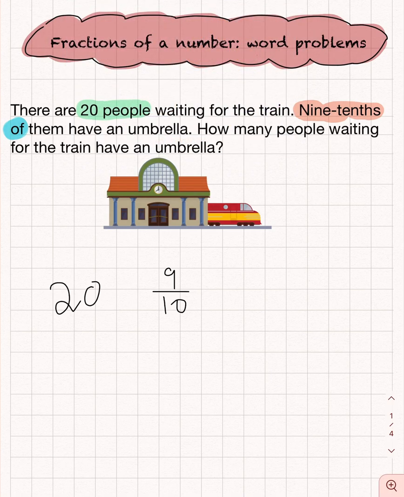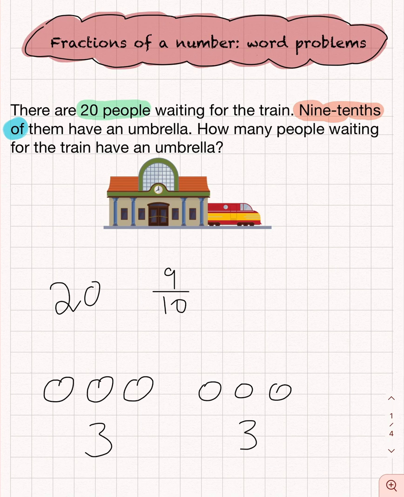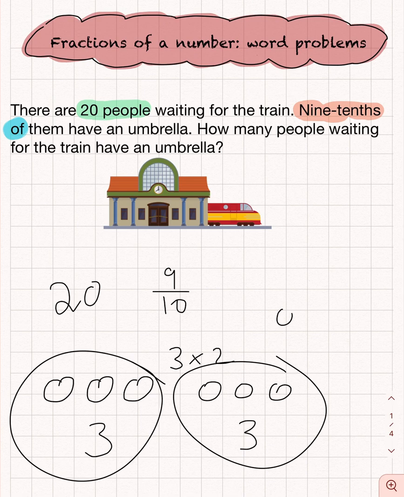Let me give you an example. If I have 3 apples, that's 3. If I have 2 of these piles of apples, that's like saying 3 times 2. I have 2 of them, 2 of these piles here. Of is a multiplication word. Of means multiply.